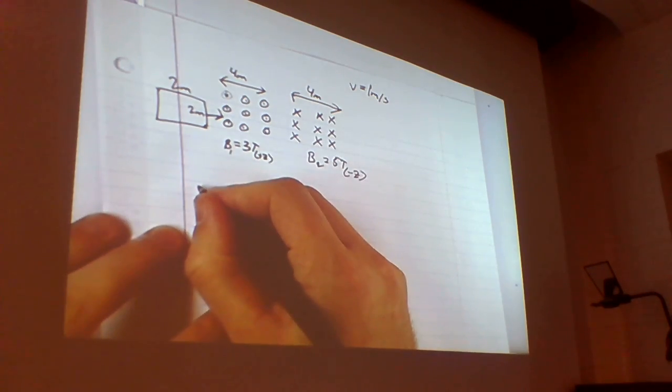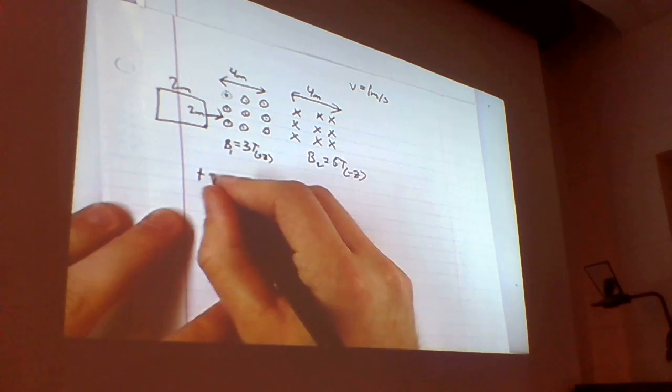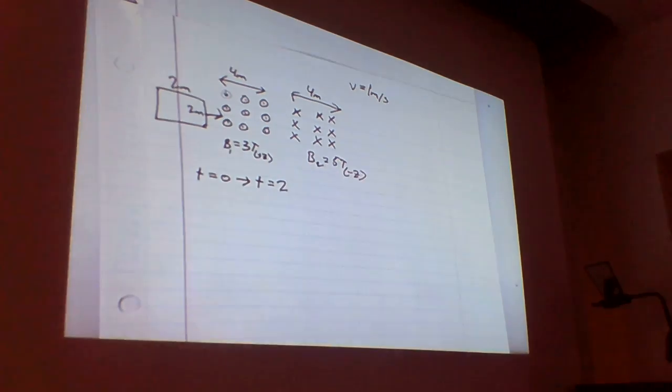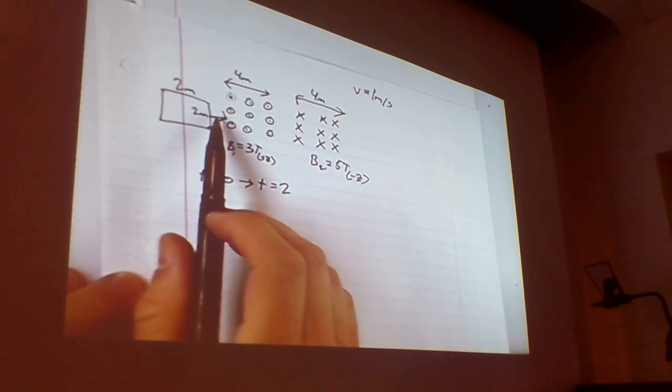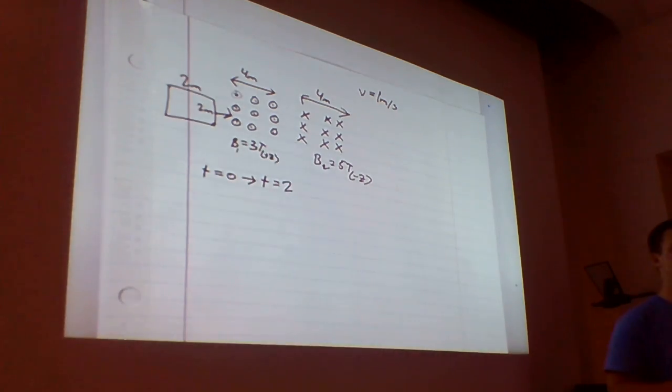So, between time t equals 0 to t equals 2, that'll be the time where this loop here is going from not in the magnetic field at all to completely in the magnetic field. So everybody understand why? Because it's 2 meters long. Okay, cool. Good stuff. So, if that's happening, what is our change in flux? I don't have a calculator, so you're going to have to help me out.